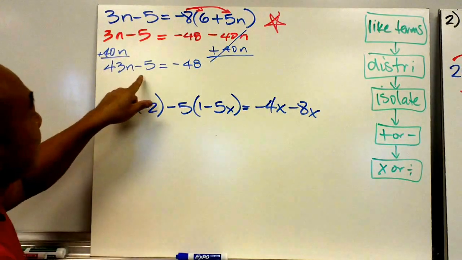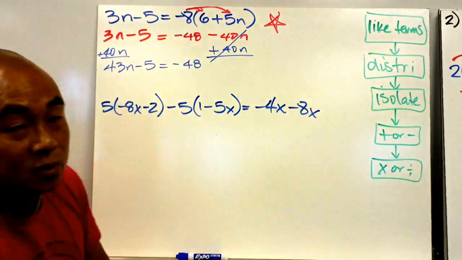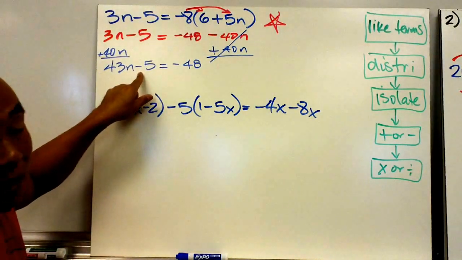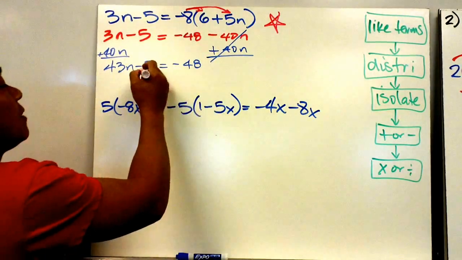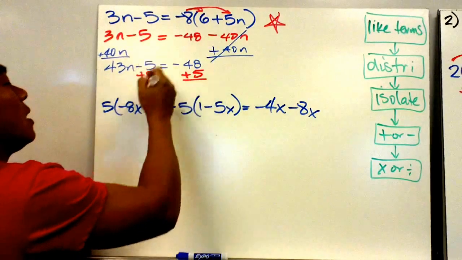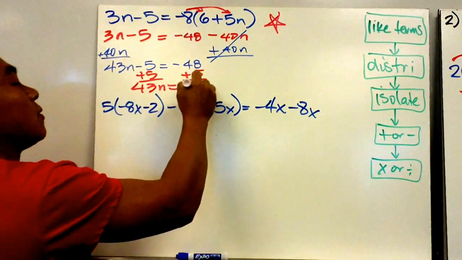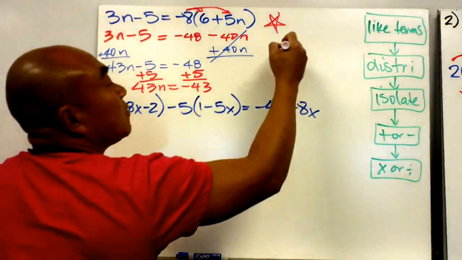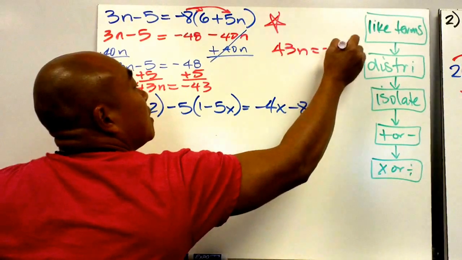Now my next step here is, again, we're going to finish up isolating the variable. We're going to add or subtract. Since it's a minus 5, I'm going to use the inverse of that, which is to add 5. Add 5. I now have 43n is equal to negative 43. Let me just take this up over here. 43n is equal to negative 43.